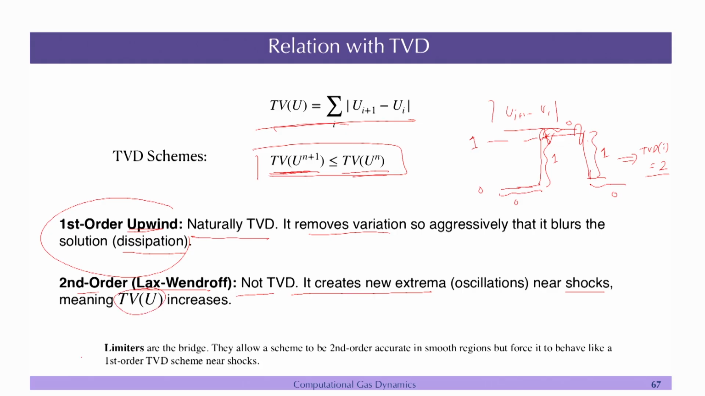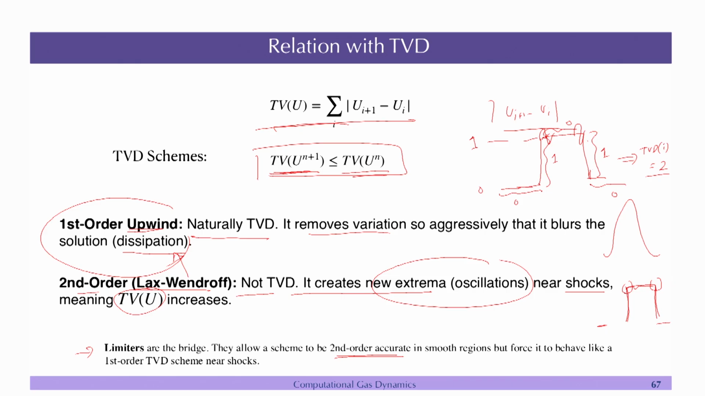So, what do we need to do? We need to devise a formula or a technology which can take care of all these new extrema, so it should not allow new extrema to develop. When the solution is smooth, for example what we saw like this, with a smooth variation, it should be second order. But whenever you have a discontinuity like this, you have to switch the Lax-Wendroff to something like first order upwind, so that it can capture these things perfectly. And in this region also you can have the second order solution.